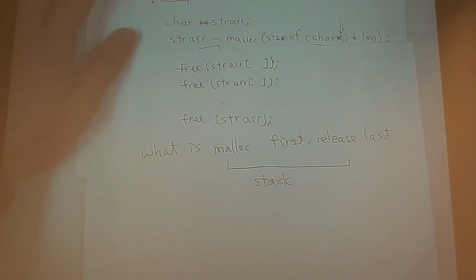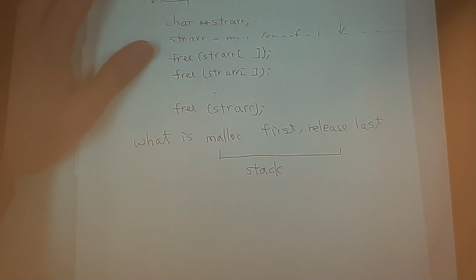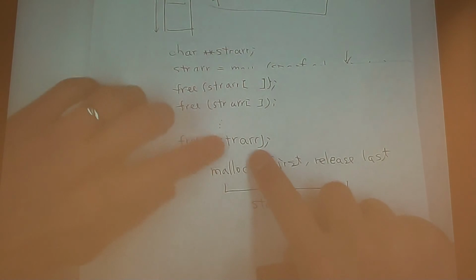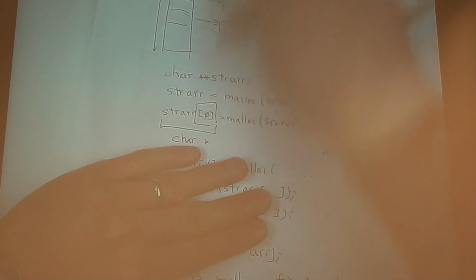So if you forgot and you just said free STRARR, that would cover it, right? Yes, if you just do this without doing this, then since you have malloc here, you still have this piece of memory, and that will create a memory leak.